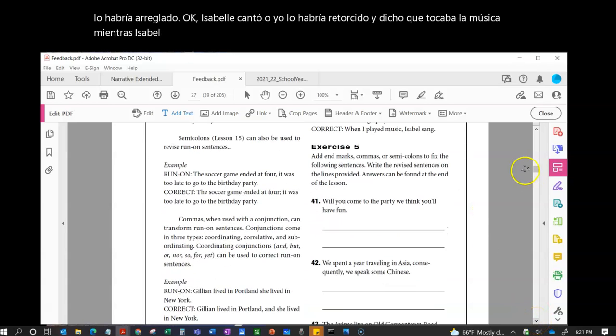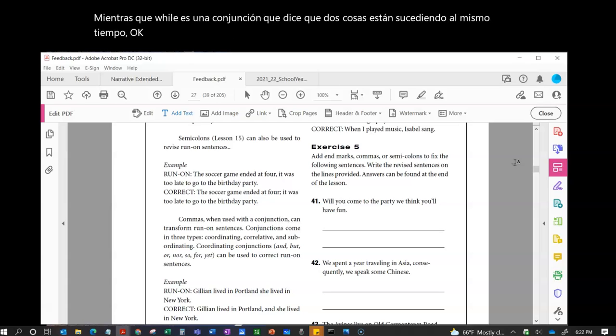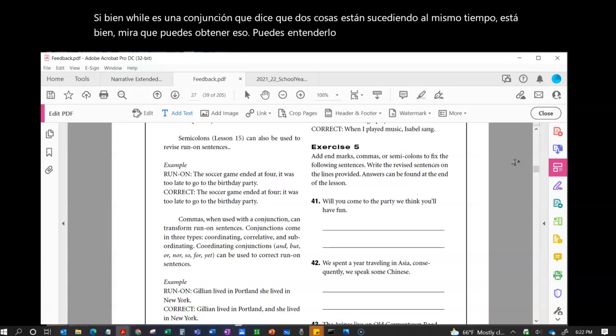So what we're trying to say is both of them are doing it at the same time, okay? While is a conjunction that says two things are happening at the same time, okay? See, you can get that. You can understand it. It's not difficult. It's just academic. All right, we're up to exercise 5, okay?